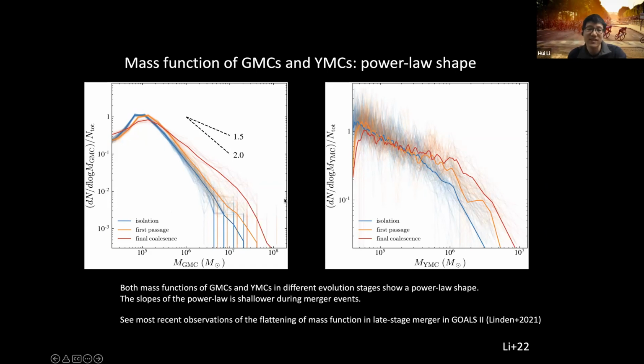So one thing that we notice is that both the mass function of the giant molecular clouds and of the young massive clusters can be described by a power law shape, with a power law slope between -1.5 and -2.5. And one thing that is very interesting is that the slope of this power law becomes much shallower during the 2 merger events, and the high mass cutoff of the mass function of the young massive clusters can extend to higher masses during the merger as well. So these 2 effects are the reason why more massive clusters can be formed during the merger events.